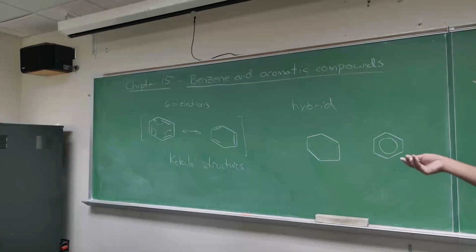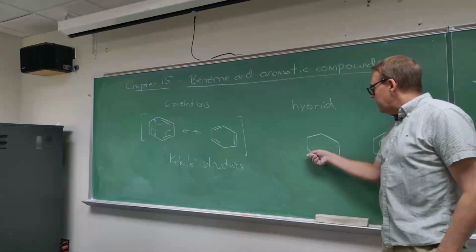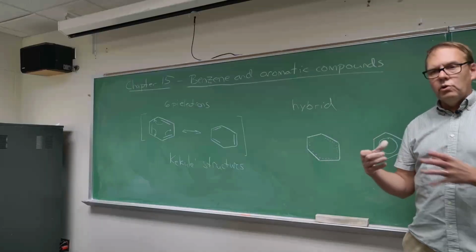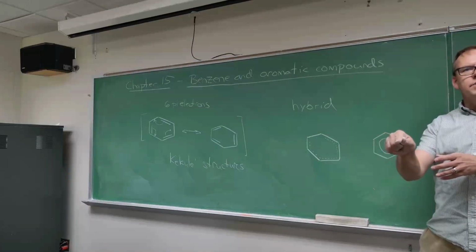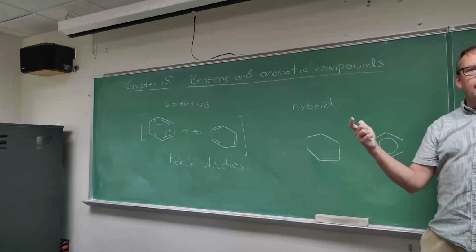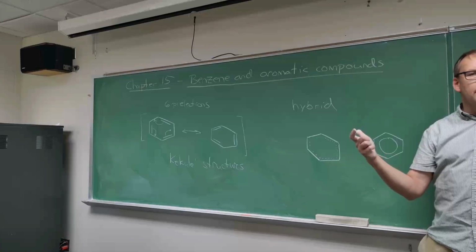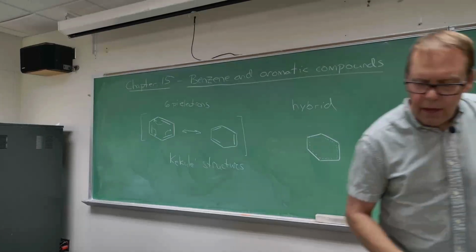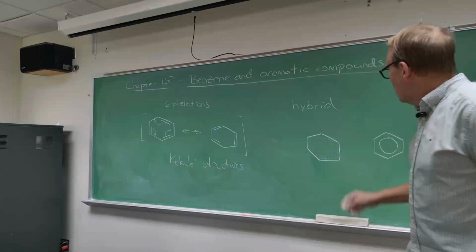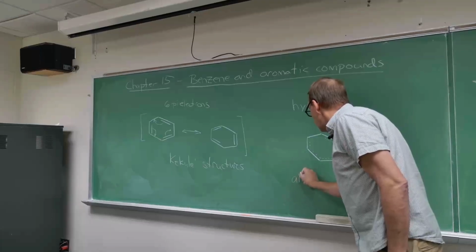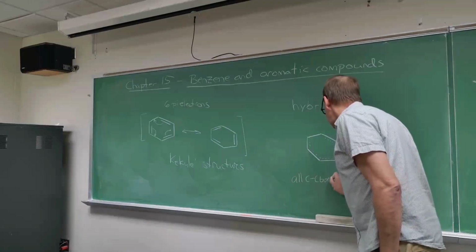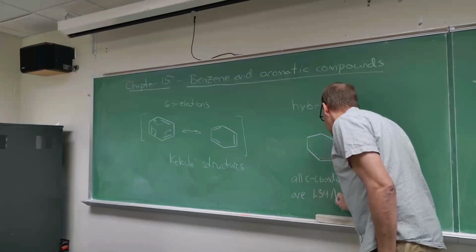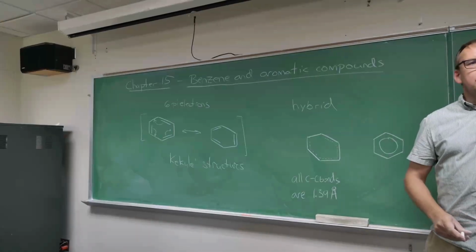We know that this is the way it is because if you measure the bond lengths in benzene, and we can do that using a technique called X-ray crystallography, where you grow a crystal of benzene and shine X-rays on it, you get a diffraction pattern, and then based on that diffraction pattern you can decode where the electrons were. That all of the carbon-carbon bonds in benzene are all exactly the same length. They are all 1.39 angstroms.